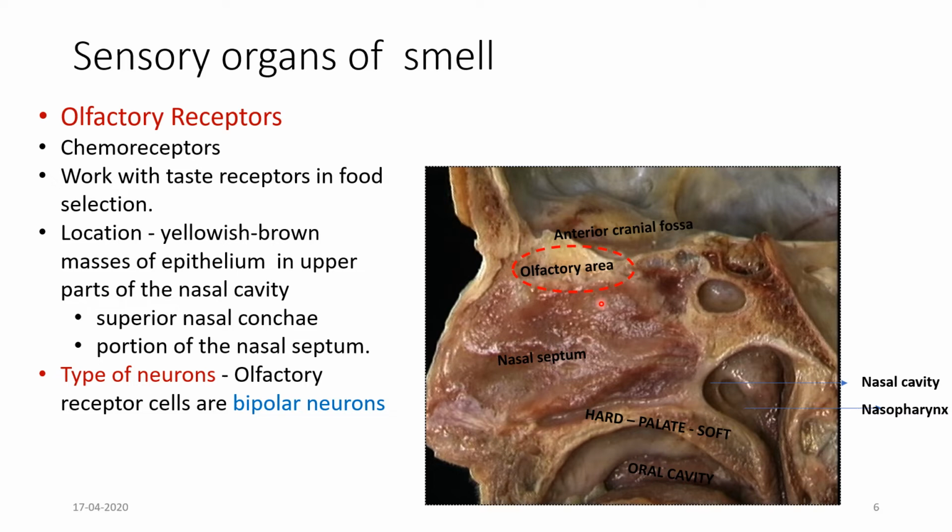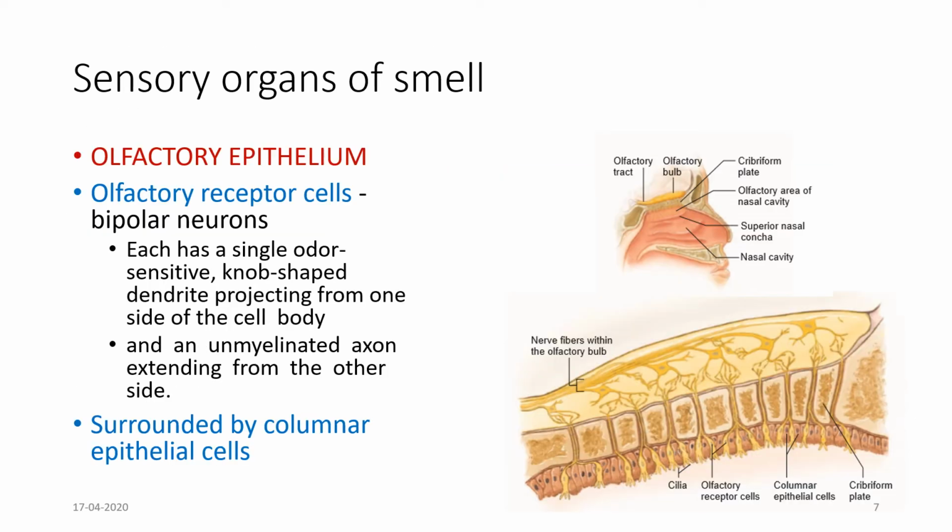What is the type of neurons in the olfactory epithelium? These olfactory receptor cells that are present here are bipolar neurons. So, the olfactory receptors are bipolar neurons. Now, let us go into details of the olfactory epithelium that contains the olfactory receptor cells, which are bipolar neurons.